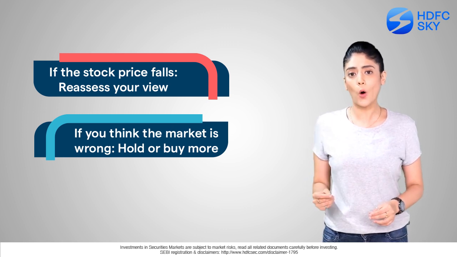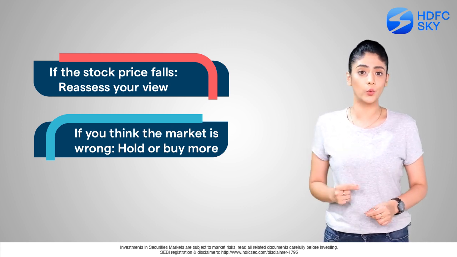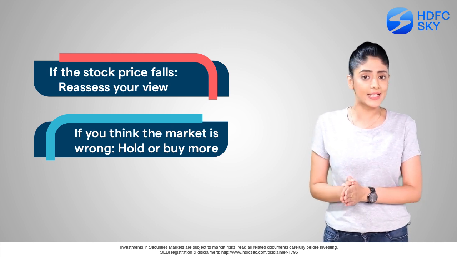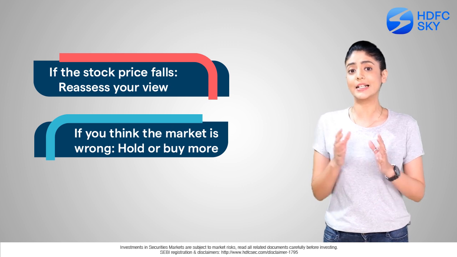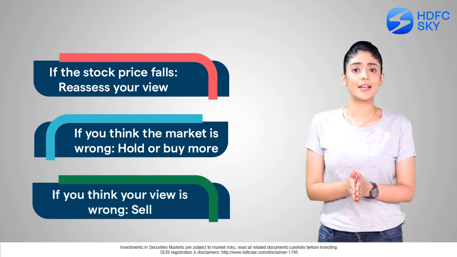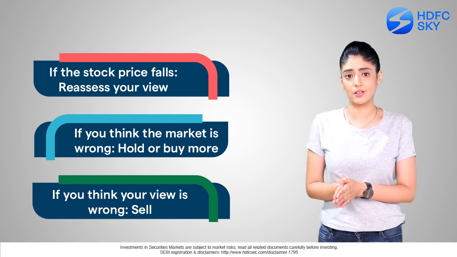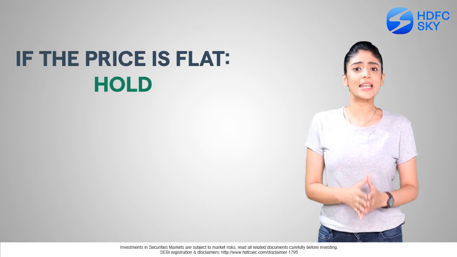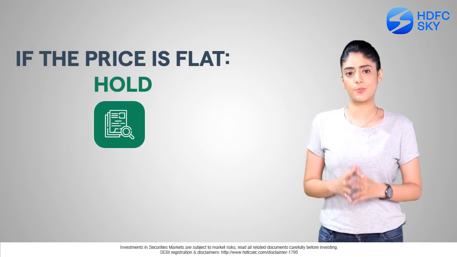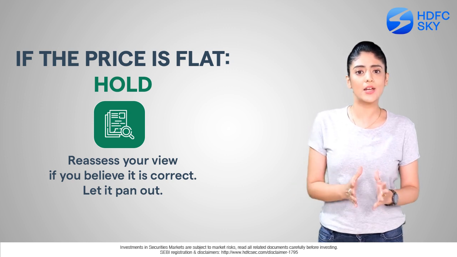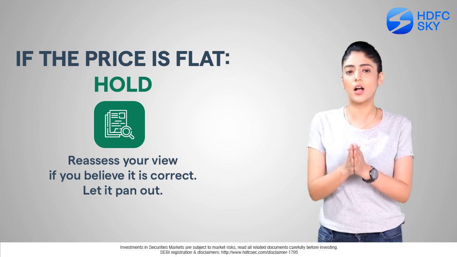So if the stocks fall, first reassess your view. You can do this by using the subjective and objective analysis we talked about earlier in this video. This conviction should be based on your understanding about the company and sector. Otherwise, you should exit your position. If the price stays flat, hold your investment. Give time for your view to pan out. Reevaluate your view and take a decision accordingly.